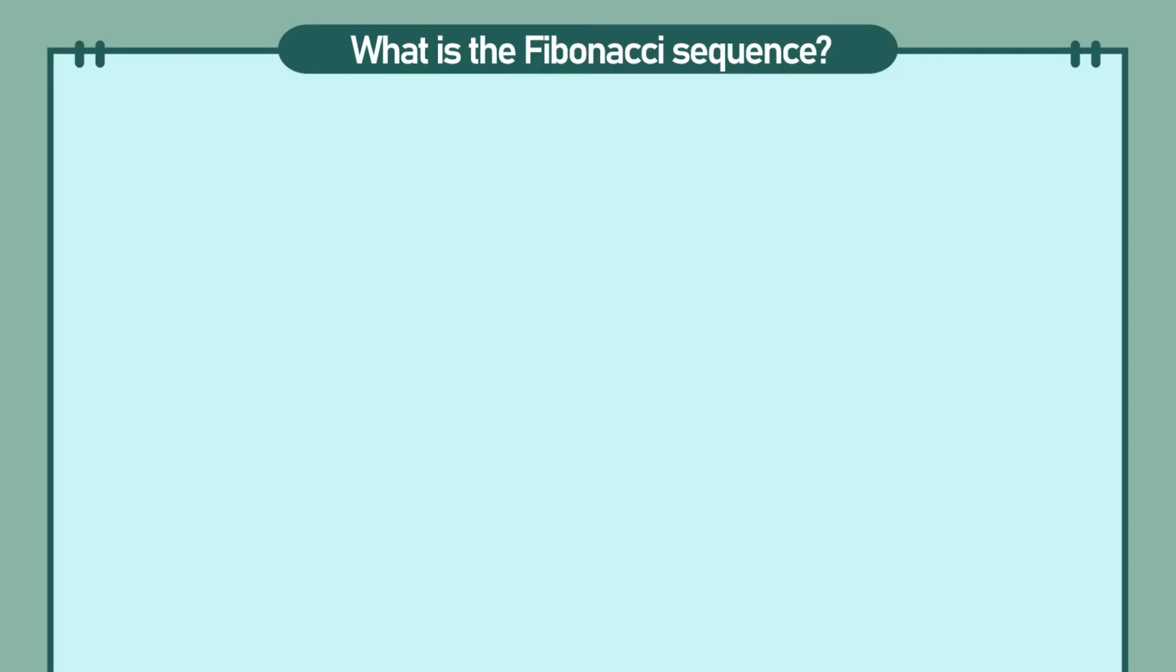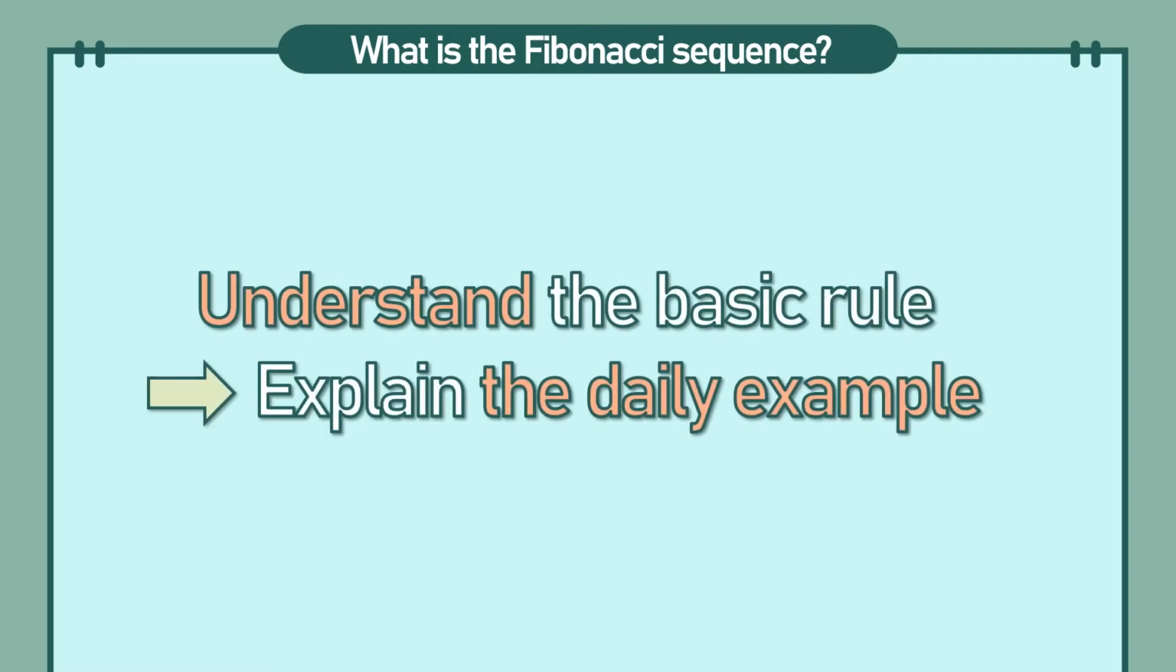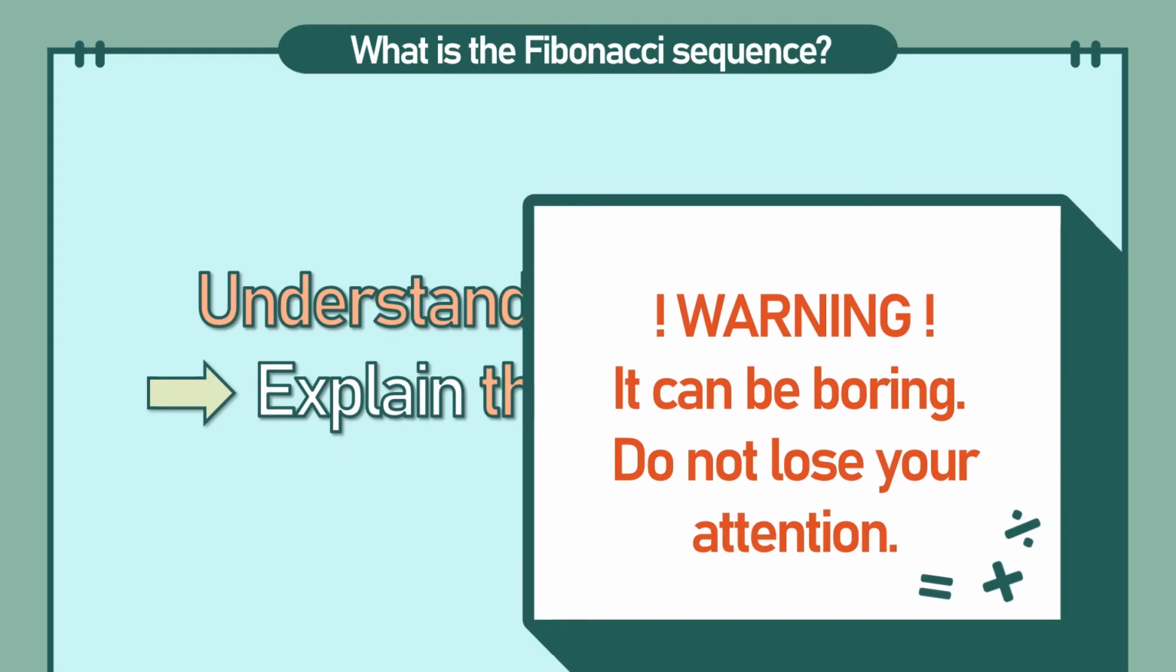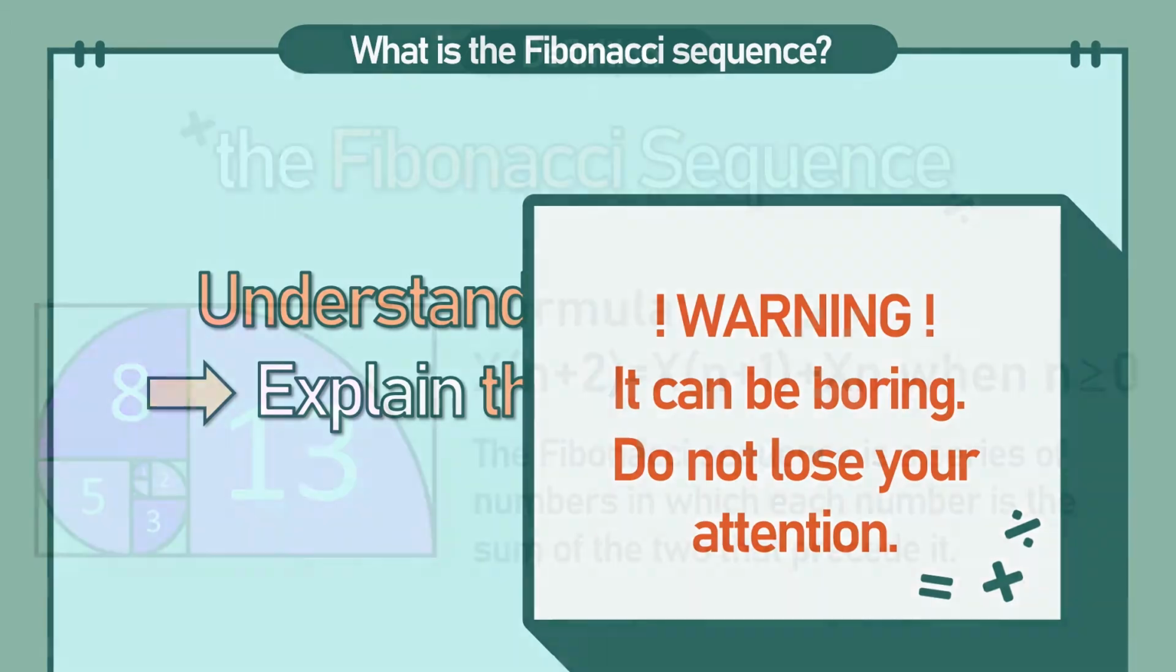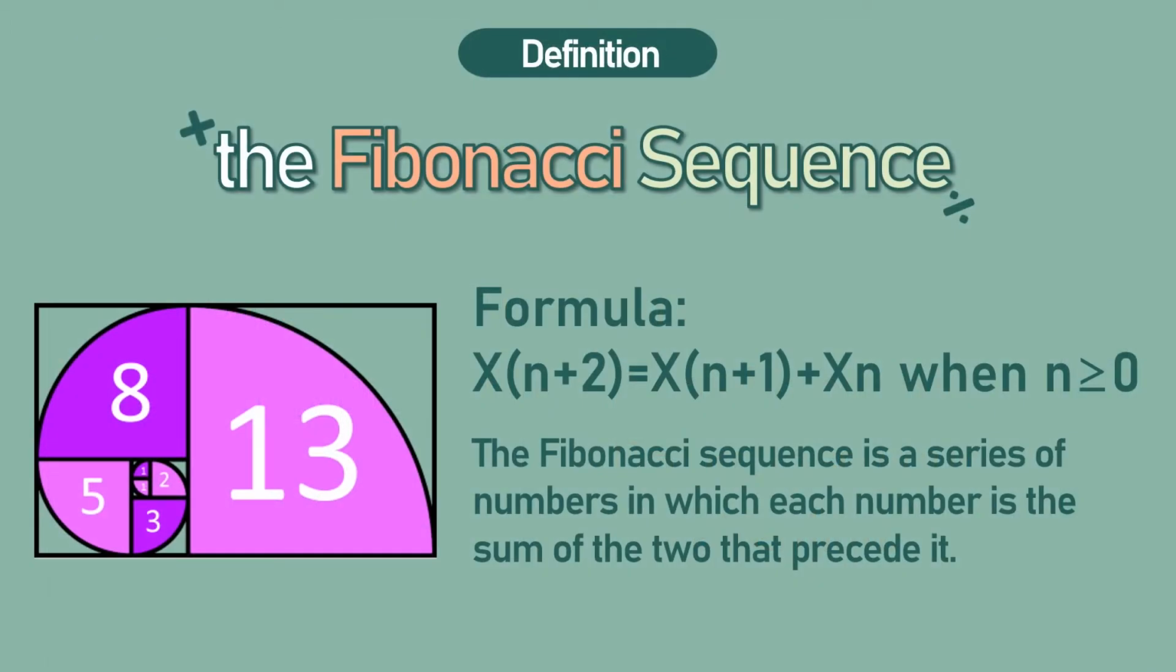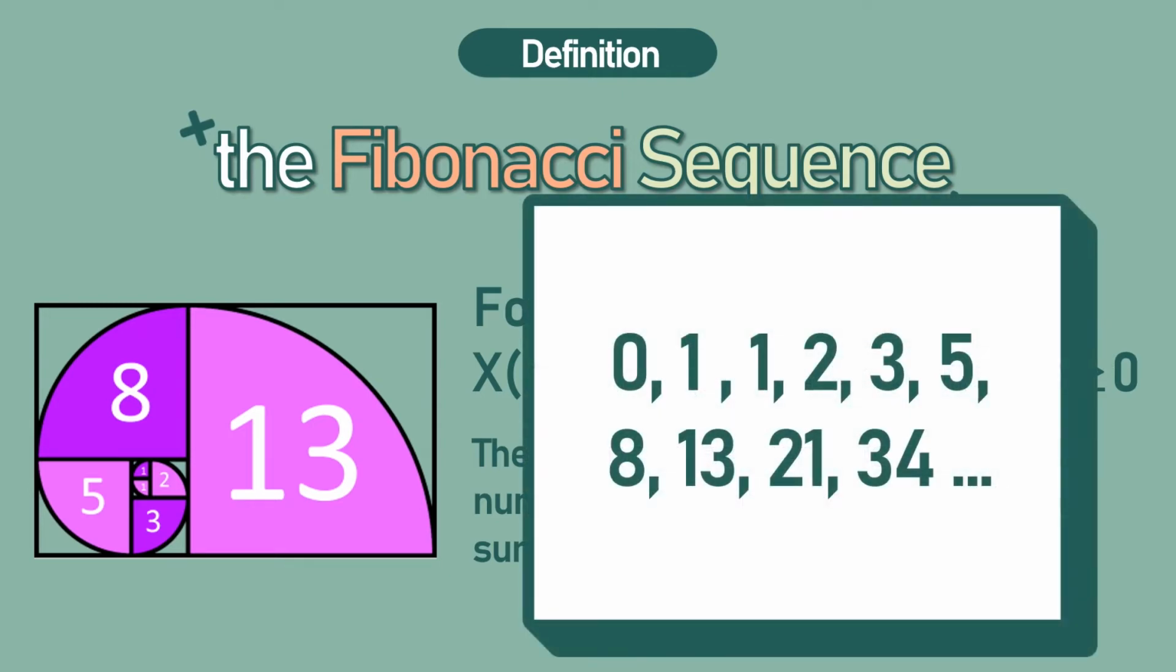Before explaining the daily example of the Fibonacci sequence, it is necessary to understand the basic rule of it. Warning: it can be boring. Do not lose your attention. The Fibonacci sequence is a series of numbers in which each number is the sum of the two that precede it, starting at 0 and 1. The sequence looks like this: 0, 1, 1, 2, 3, 5, 8, 13, 21, 34, and so on.